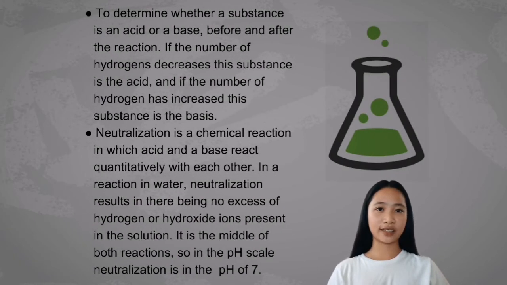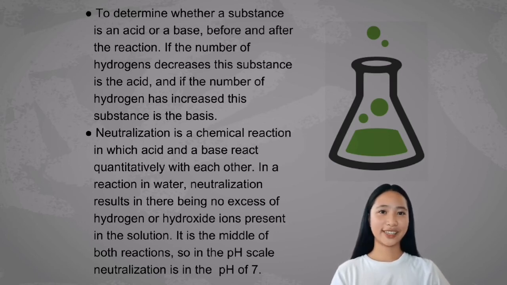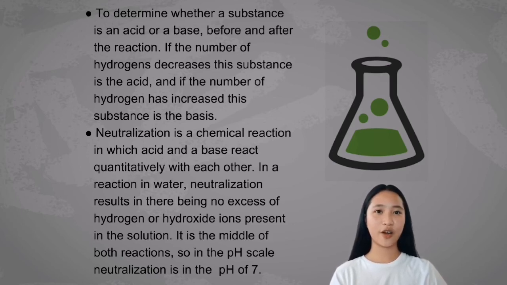To determine whether a substance is an acid or a base, before and after a reaction, if the number of hydrogens decreases, then this substance is an acid. If the number of hydrogens increases, then this substance is a base. Neutralization is a chemical reaction in which an acid and a base react quantitatively with each other. In a reaction in water, neutralization results in no excess of hydrogen or hydroxide ions in the solution. It is in the middle of both reactions, so it is at a pH of 7.